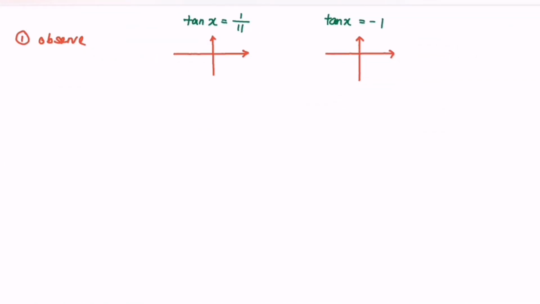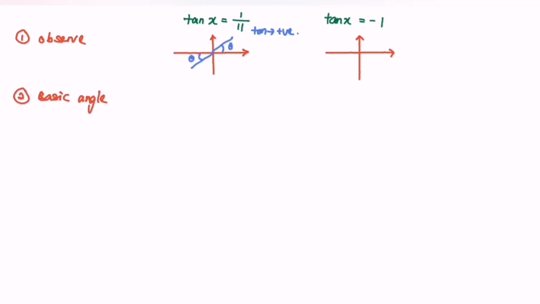So now I'm going to solve for x. Step number 1, observe. For this case, tan is positive. For tan to be positive, it will be the first quadrant and the third quadrant where we have the basic angle. Second step, we are going to determine the basic angle. So tan x equals 1 over 11, x will be equal to 5.19 degrees as the basic angle.